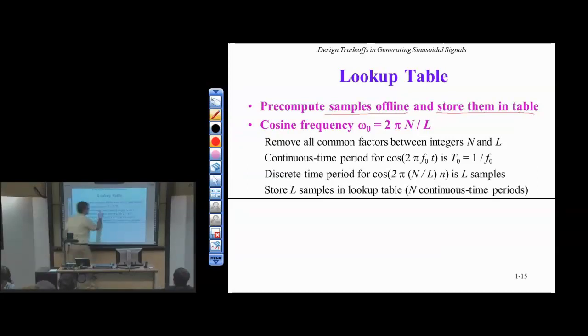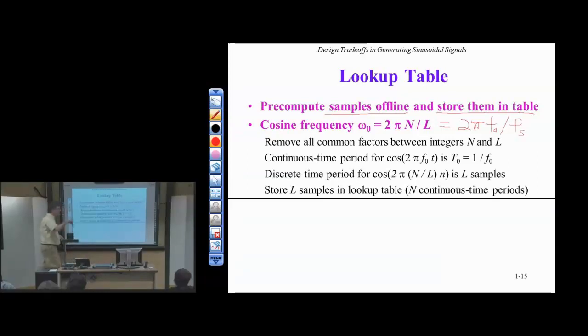Remember our formula for converting continuous time frequency f naught and a sampling rate fs to discrete time frequency is 2 pi f naught over fs. So what I can do is remove the common factors between f naught and fs until I get an integer relationship, capital N over capital L.